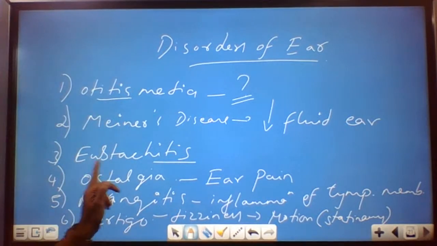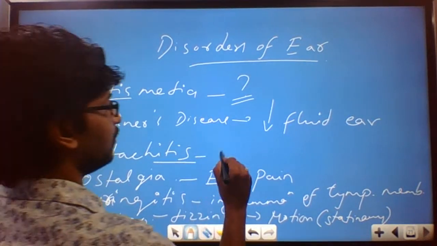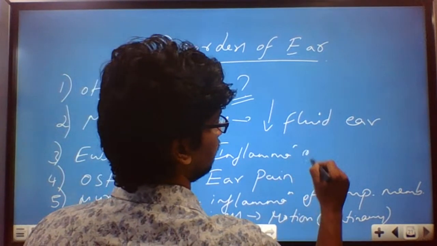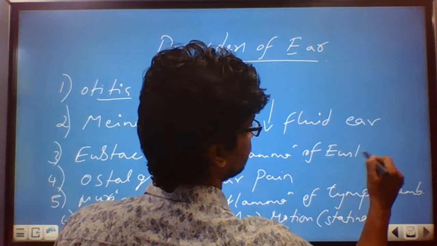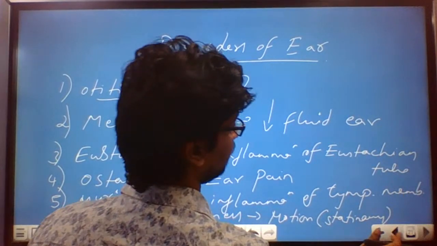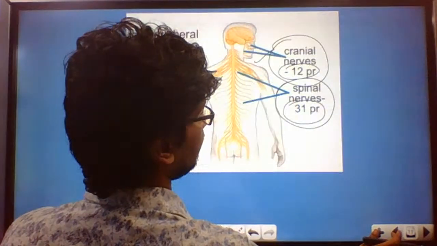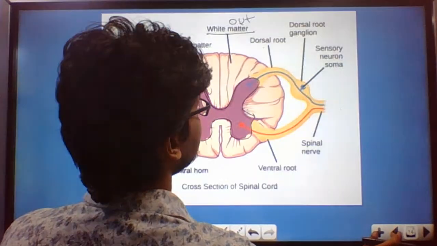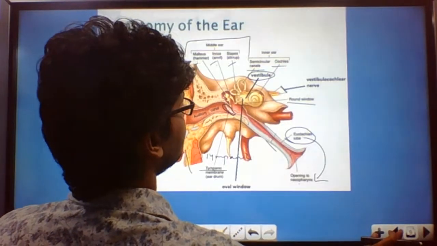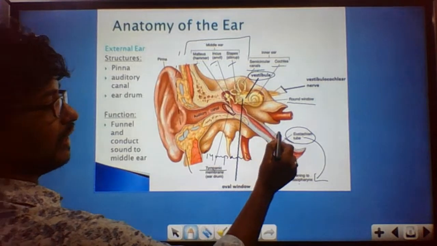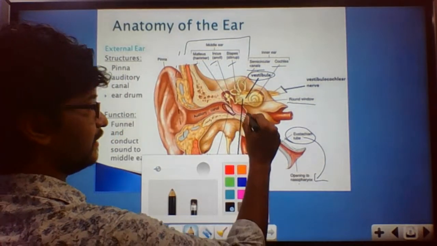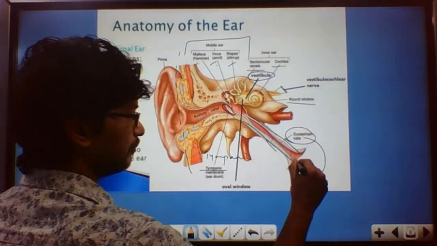The third disorder is actually eustachitis. Eustachitis is inflammation of the eustachian tube. This tube is getting inflamed. So I hope you can recollect where the eustachian tube and tympanic membrane regions are present. This is where the eustachian tube is present. For that reason only I showed the first diagram at the beginning itself.